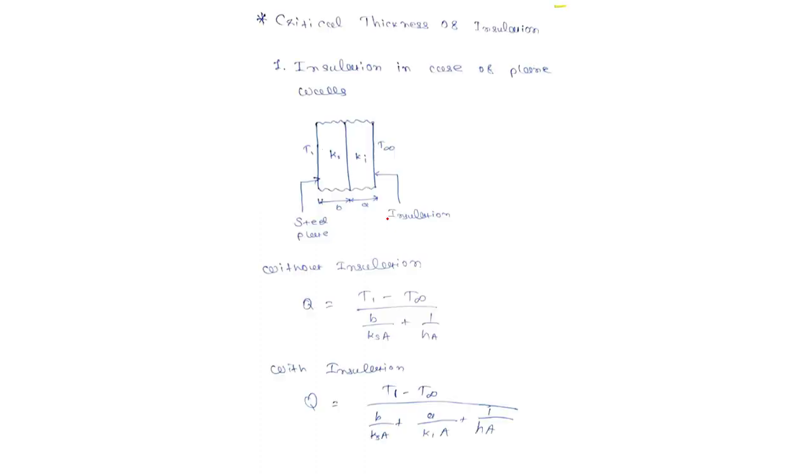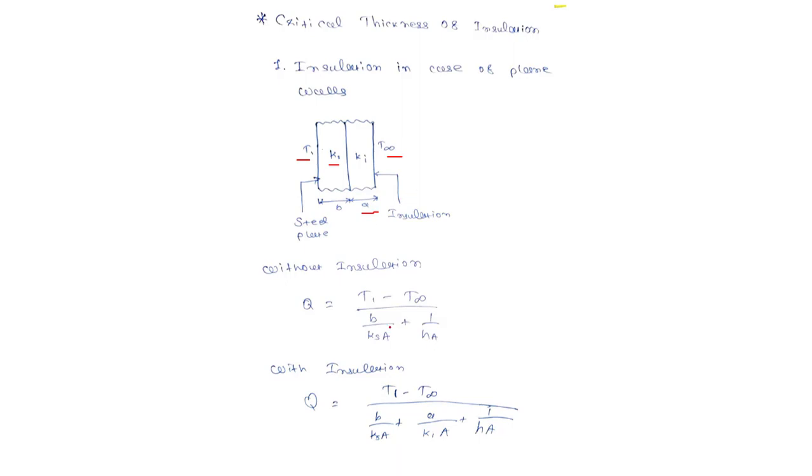For that, we can consider two types. The first one is if we want to insulate a plain wall. Suppose we have a steel plate having thermal conductivity Ks, the temperature at that point is T1, and the thickness of the plate is B. We are providing one insulation having thickness A, and the atmosphere temperature is T infinity.